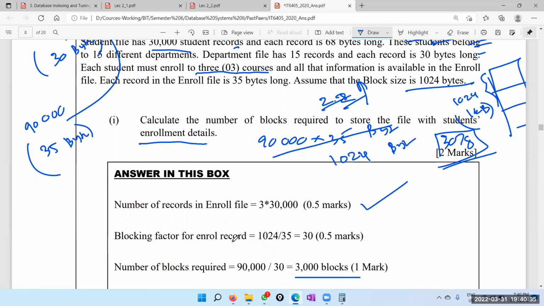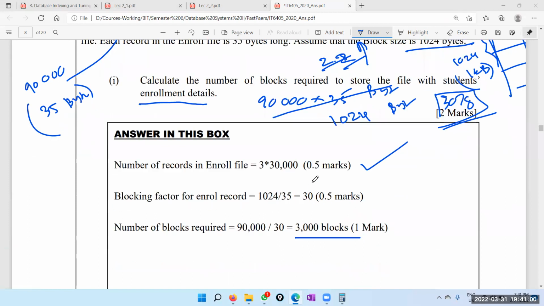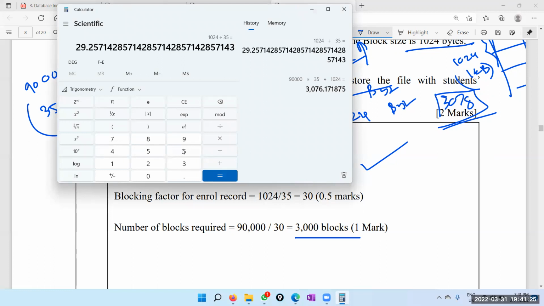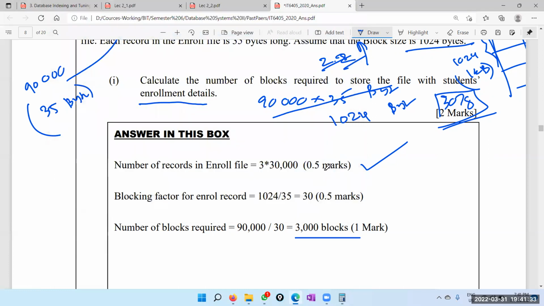So here the examiner has taken some other path. Blocking factor for enrollment record is 1024 divided by 35. One block is 1024, and each record is 35. So there are 30 records per block. Is it the exact value or a rough value? 1024 divided by 35 is a rough value, we got 29.25. So they have taken it as 30, that is 30 records in one block.